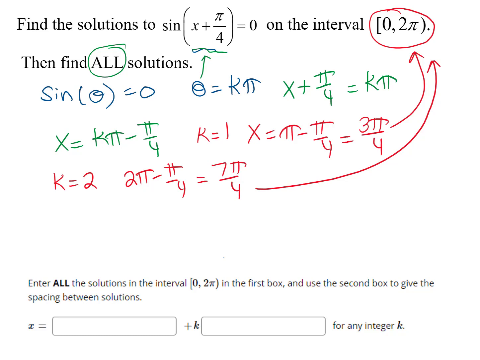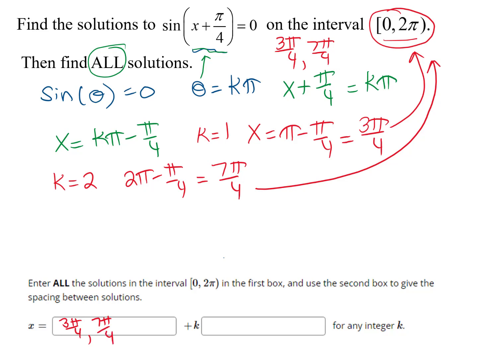Now if we let k equal 3, when you subtract pi fourths, you're still past 2 pi, so you're not on that interval anymore. So if you were listing all of the solutions on the interval, the answer would be 3 pi fourths, and we're going to put a comma between them, 7 pi fourths. Now the way that it's asked on the computer, I have it down here, they want those first ones in the first box separated by a comma, so 3 pi fourths and 7 pi fourths.